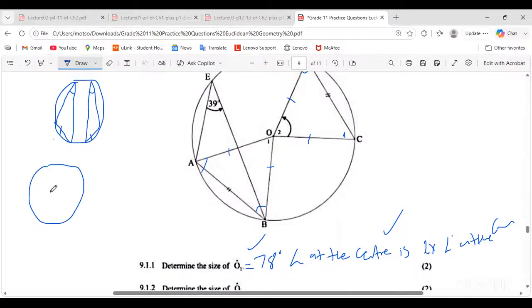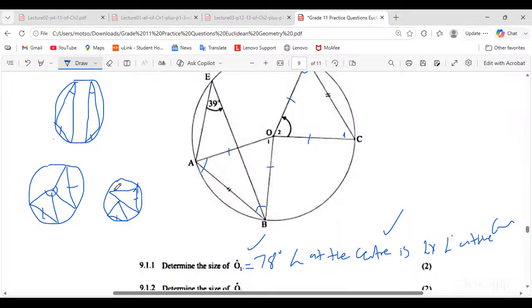Okay. We have something like this also. This chord is equal to that one. This angle is equal to that angle. Equal chords subtend equal angles at the center. Now, we have something like this. Okay. We also have something like that. Okay. These chords are equal.